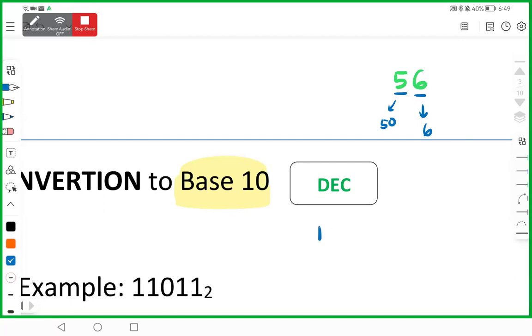If I write 11011 in base 2, now let's look at the place value. Since this is base 2, if you want to check the place value, you start with 2 power 0. Always start from 0. Then this is 2 power 1, 2 power 2, 2 power 3, and this is 2 power 4.